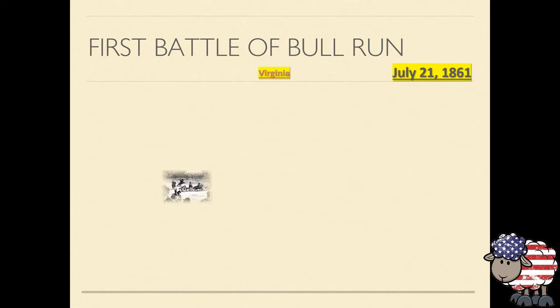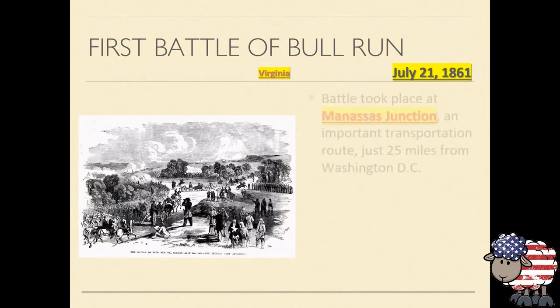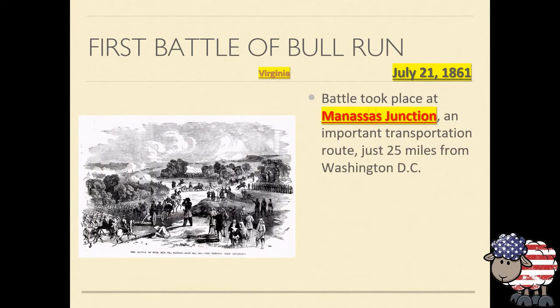The next battle, really the first two to kick it off in 1861, was on July 21st, 1861. In the North, they call it the First Battle of Bull Run. It took place in Virginia, right outside Washington, D.C. In the South, this is called the First Battle of Manassas, as the battle took place at Manassas Junction, about 25 miles from D.C.